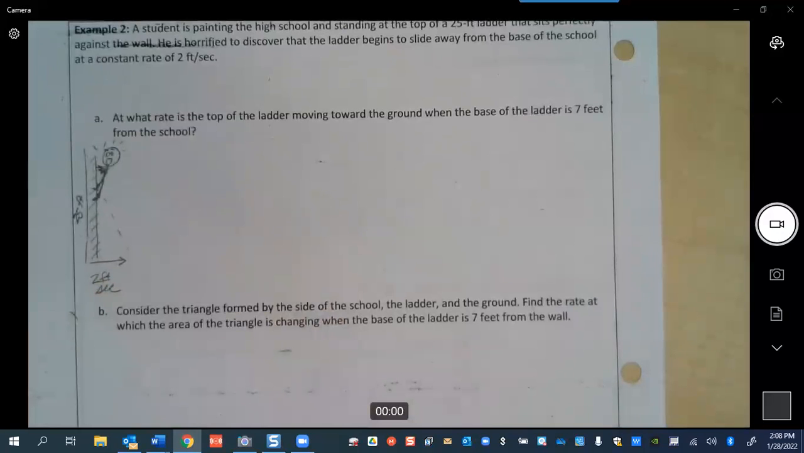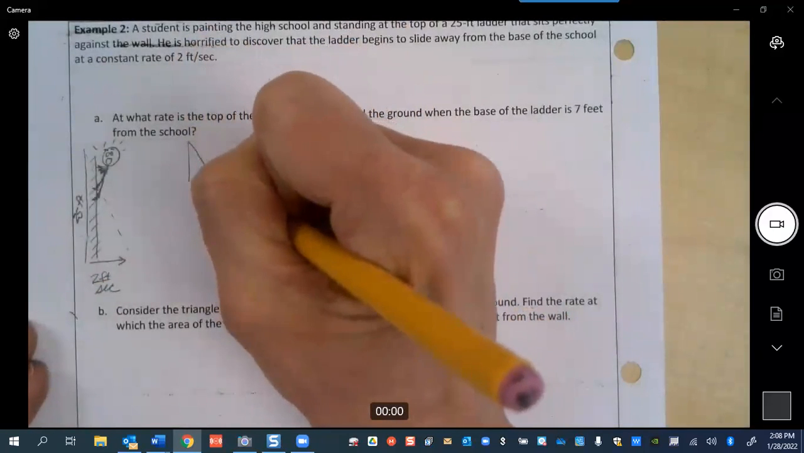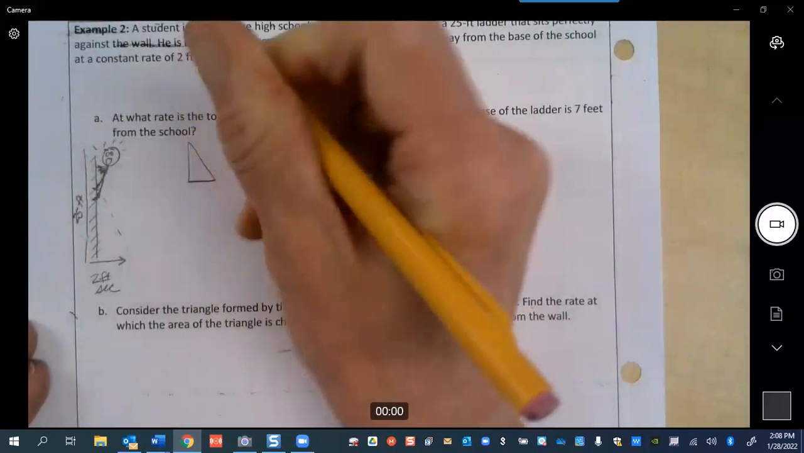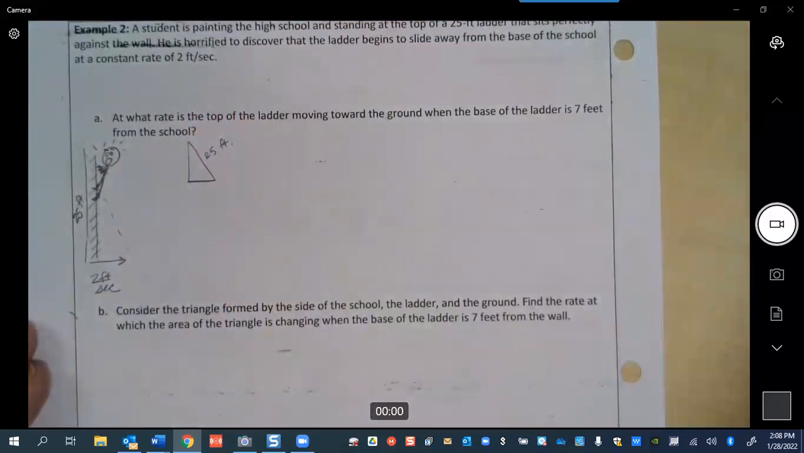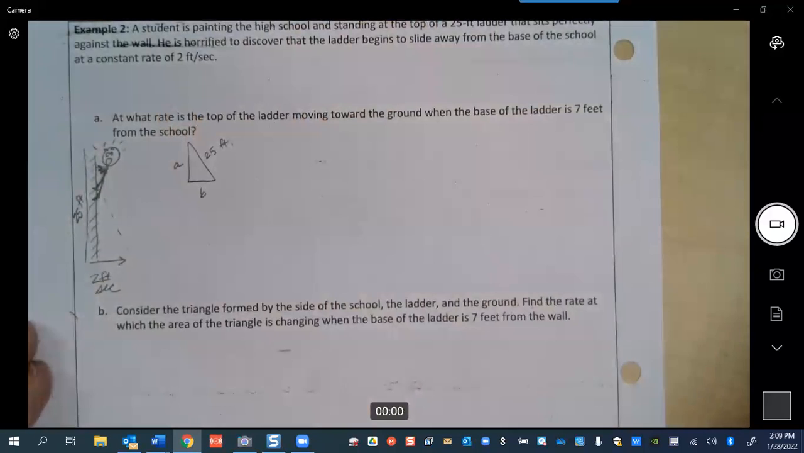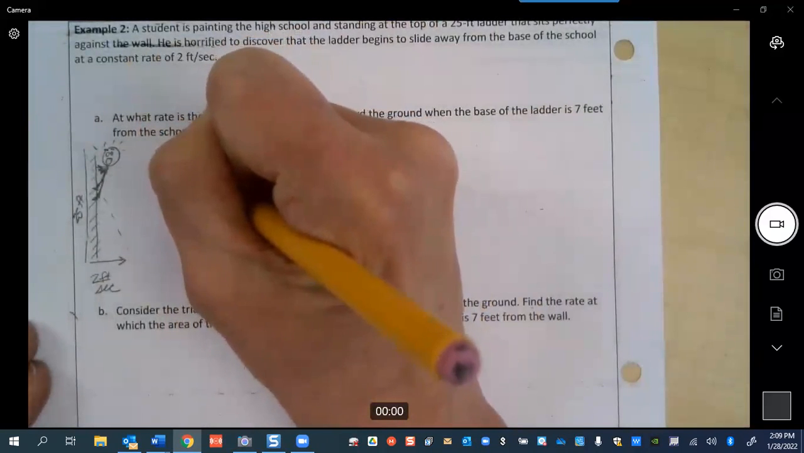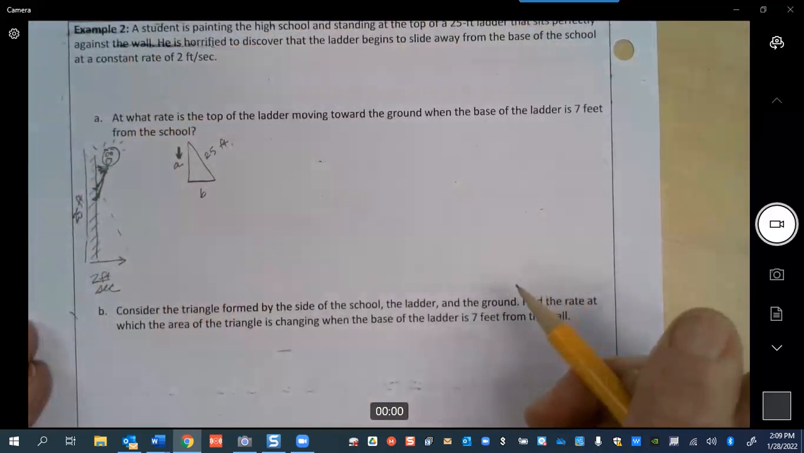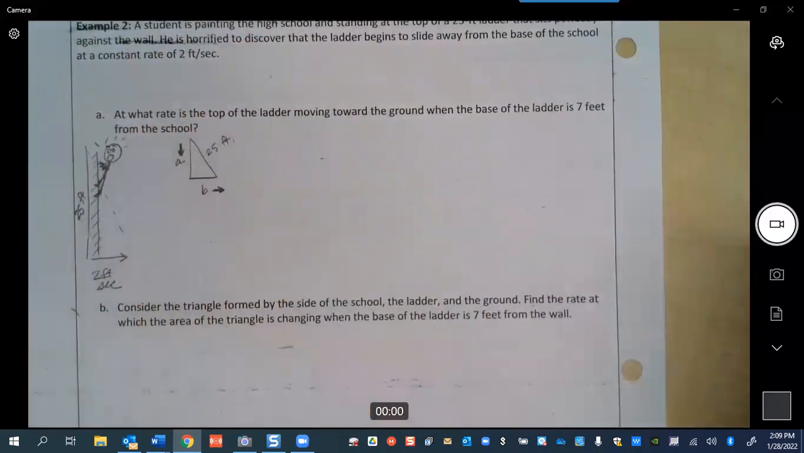So at what rate is the top of the ladder moving towards the ground when the base of the ladder is 7 feet away from the school? So when we talk about that triangle, keep in mind the constant here is the ladder. This A and this B are changing because my A is decreasing as my B increases. Are you okay with that?